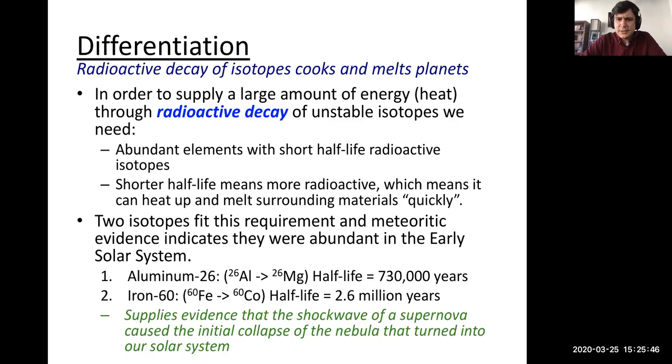Well, let's think about this for just a second. Our two players in this are going to be the radioactive isotope aluminum-26, which will decay, radioactive decay, to magnesium-26 with a half-life of 730,000 years. That's fast, by the way, for geologically. And then iron-60, which will decay to cobalt-60 with a half-life of 2.6 million years.